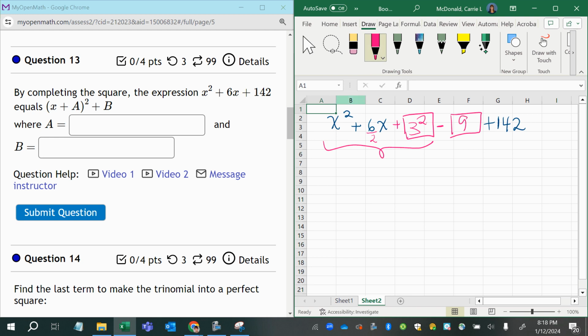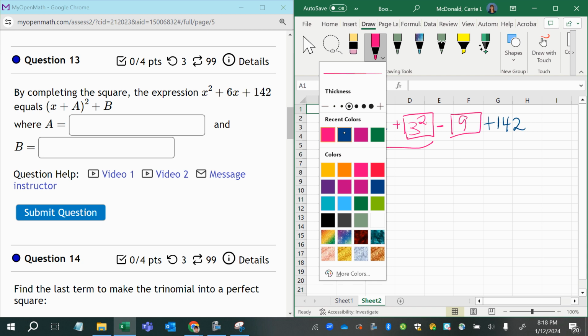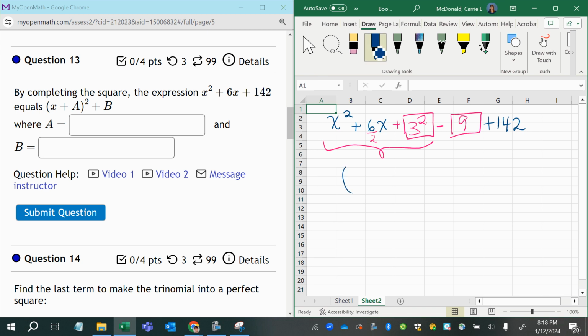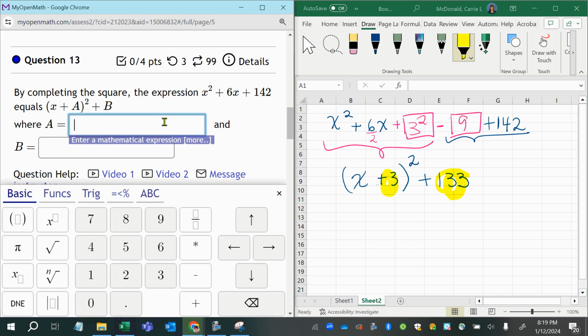Then I can rewrite the perfect square trinomial that I just created as x plus 3 quantity squared. Then I need to combine these two constants. If I subtract 9 from 142, that would be 133, I believe. So then this is my A, and this is my B. So 3 and 133.